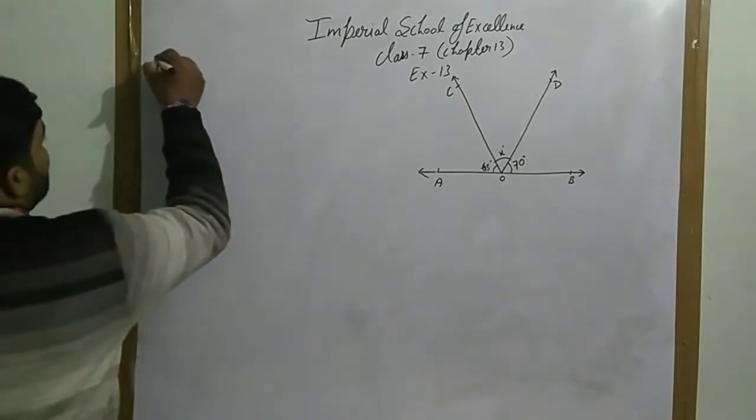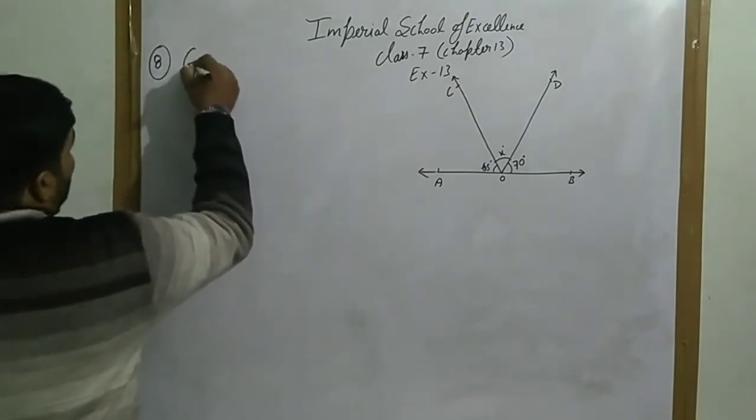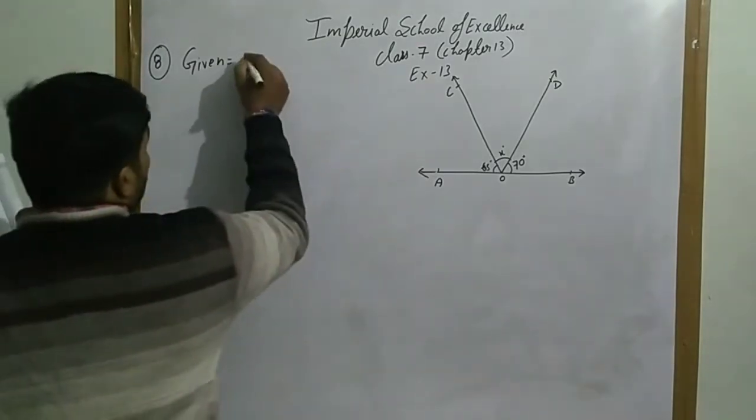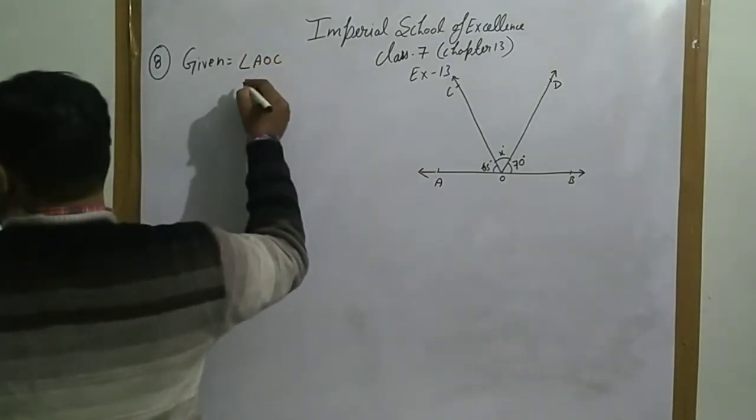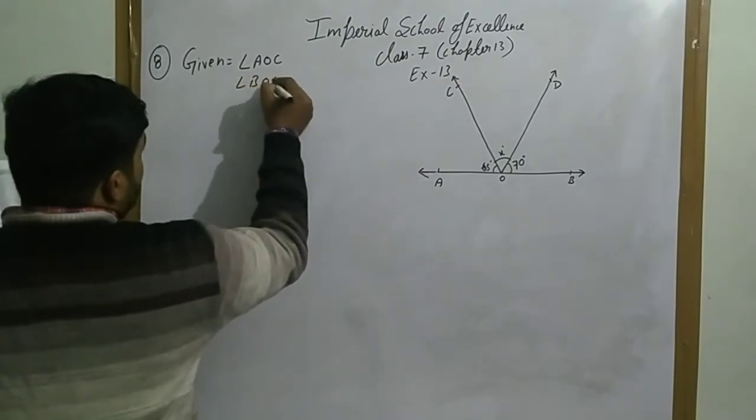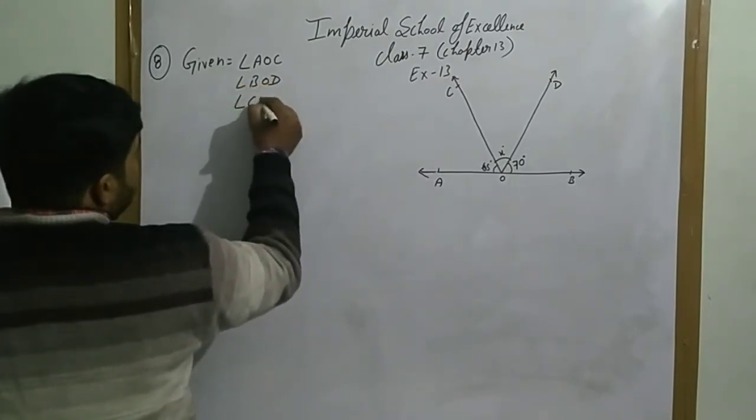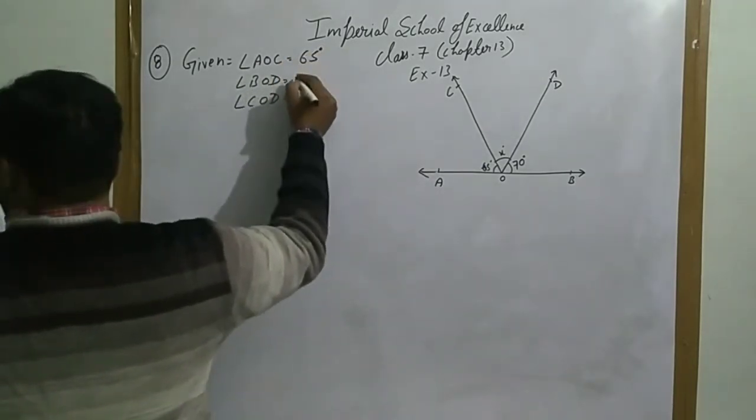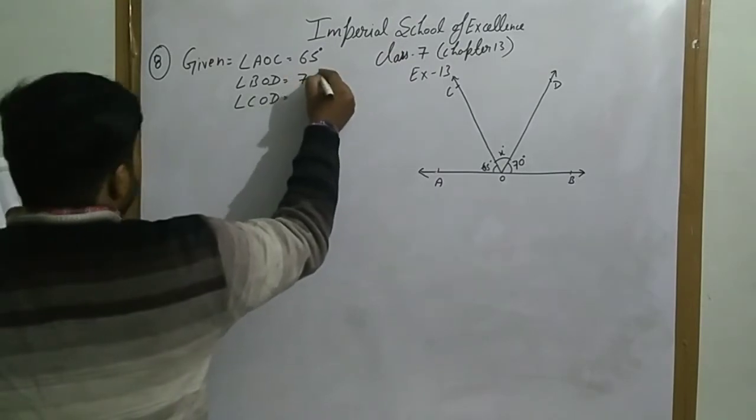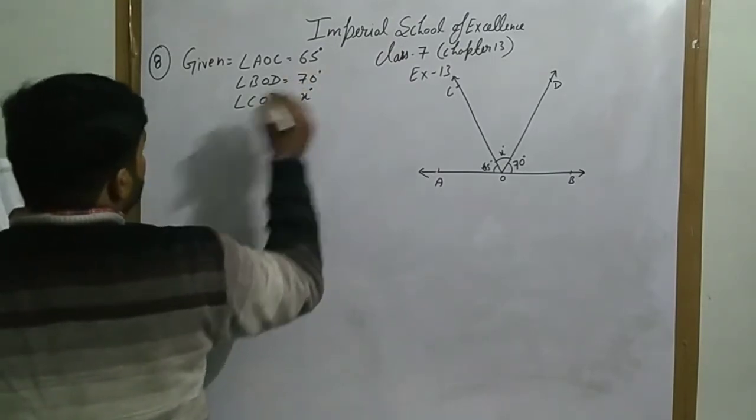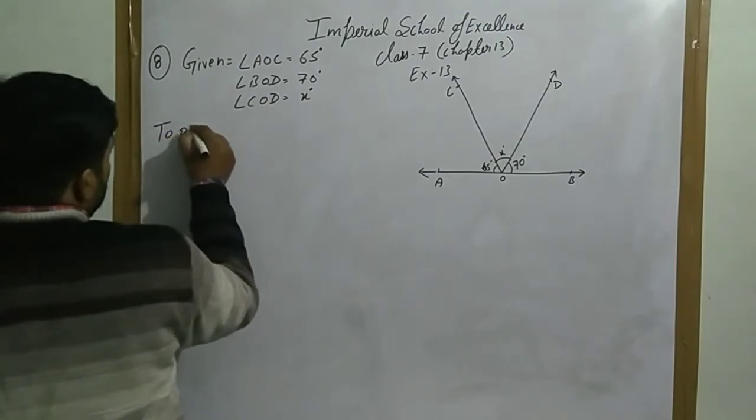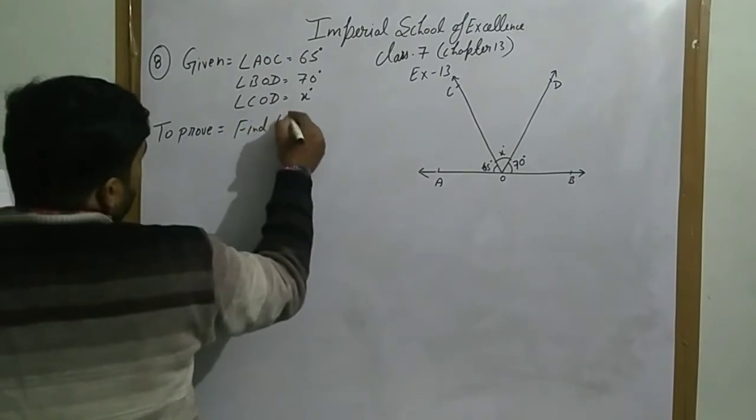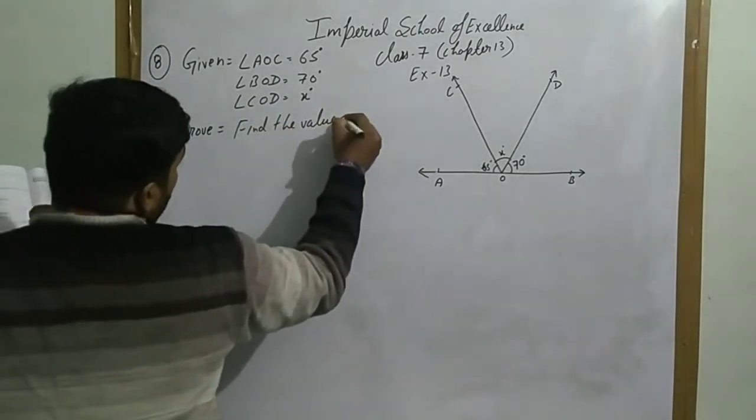The same we have to do here. Question number 8, given: what is given here? Angle AOC, angle BOD and angle COD. AOC is 65 degree, BOD is 70 degree and angle COD is x degree. To prove, we have to find the value of x.